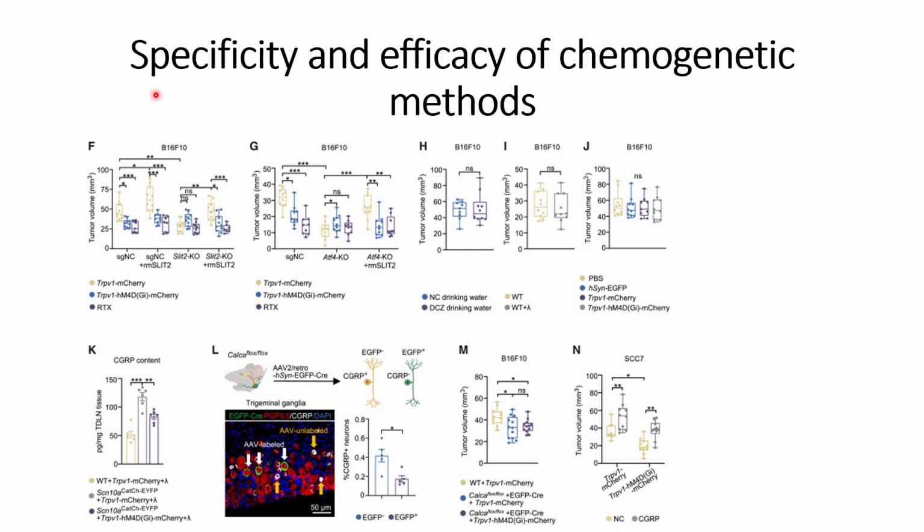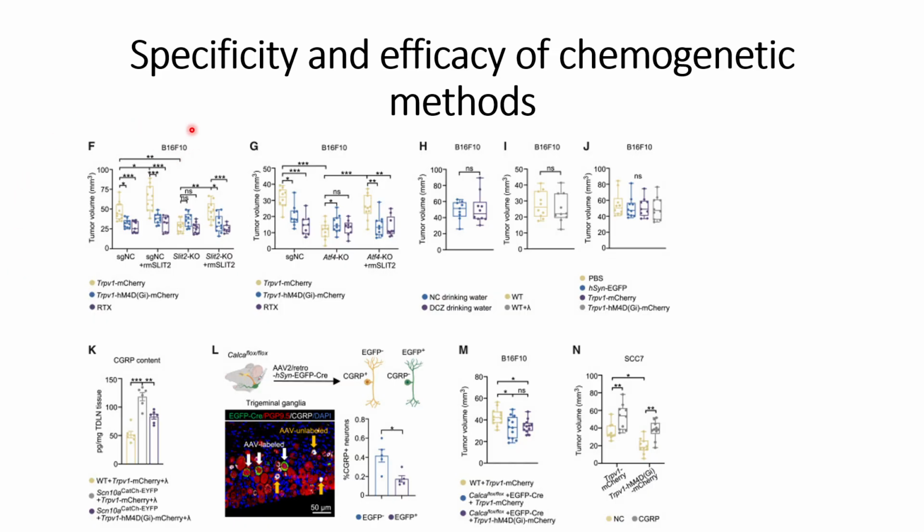In this video, we will discuss the specificity and efficacy of the chemogenetic method. So we will continue our discussions about the chemogenetic methods. There are two methods that are mainly used. The first one is RTX, and the second one is HM4DGI. Both of these methods were tested to see which of them can give better tumor suppression.